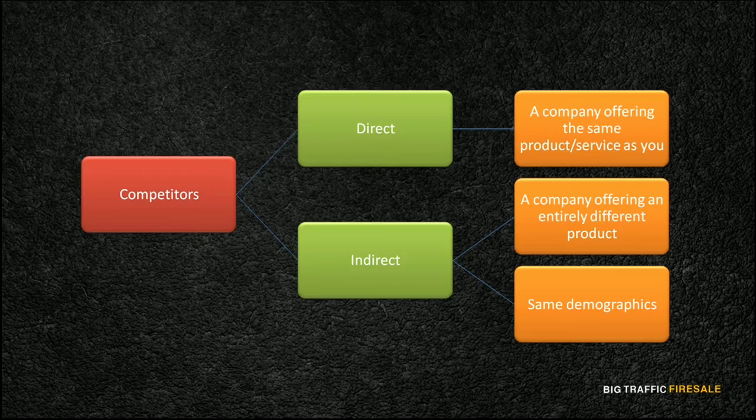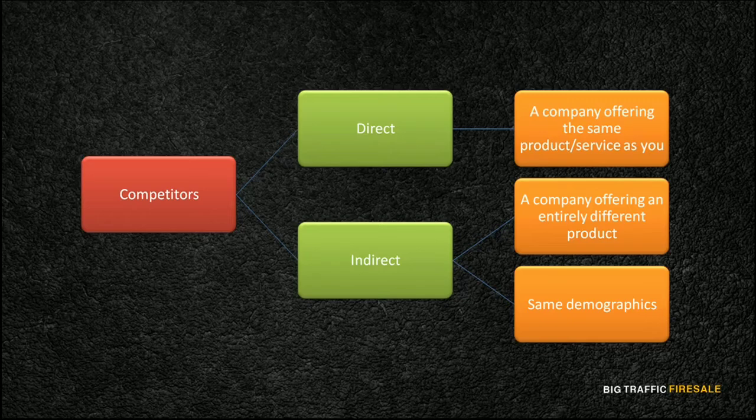There are two types of competitors. One, your direct competitors. Two, your indirect competitors. First, let's understand the direct competitor. Your direct competitor is defined as the company offering the same product or service as you are. For instance, if you're selling health supplements, you notice that Company A is also selling health supplements.